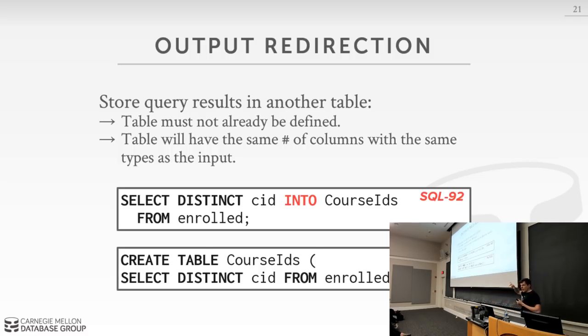So you can do output redirection to tell it, don't print it out to me, write it out to this location. One thing you can do is take the output of a query and write it into another table.